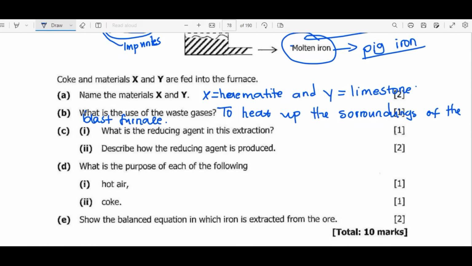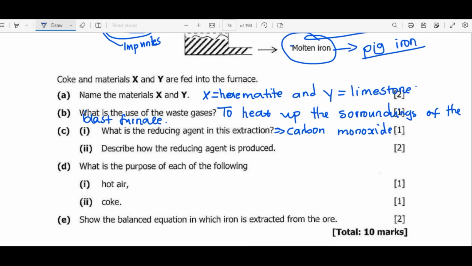Then let's move on to question C1. What is the reducing agent in this extraction? Remember, we said it's carbon monoxide. Then describe how the reducing agent is produced. So I said the reducing agent is produced by the first 2 stages. So in your description, you just have to give the first 2 reactions.